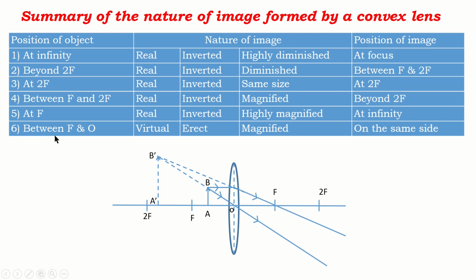And there is one exception. In only one condition, the convex lens forms a virtual and erect image, when the object lies between f and O. This is the summary of the nature of image formed by the convex lens. There were 6 conditions and these 6 conditions are summarized in this table. Okay, now let's go to another.